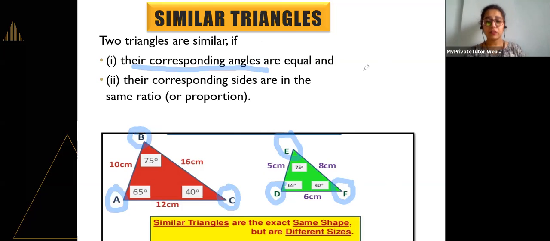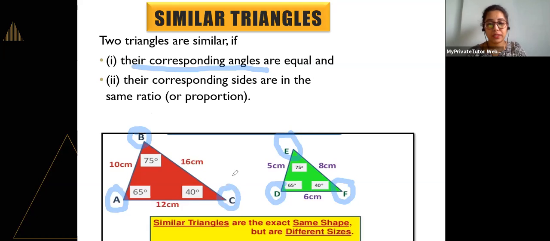Clear, right? The first part is already clear that the angles are equal, so we can say both of these triangles are similar. Let's look at the second one. The second point says that the sides are in the same ratio.